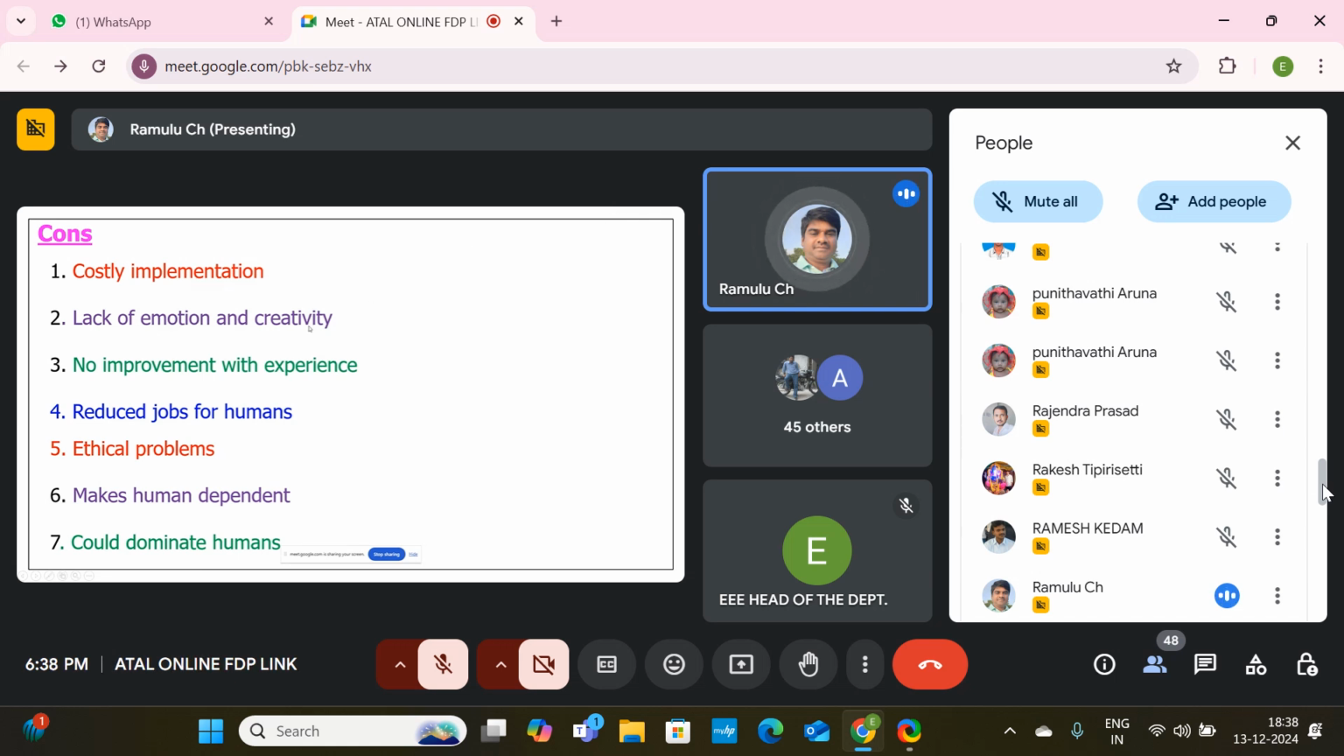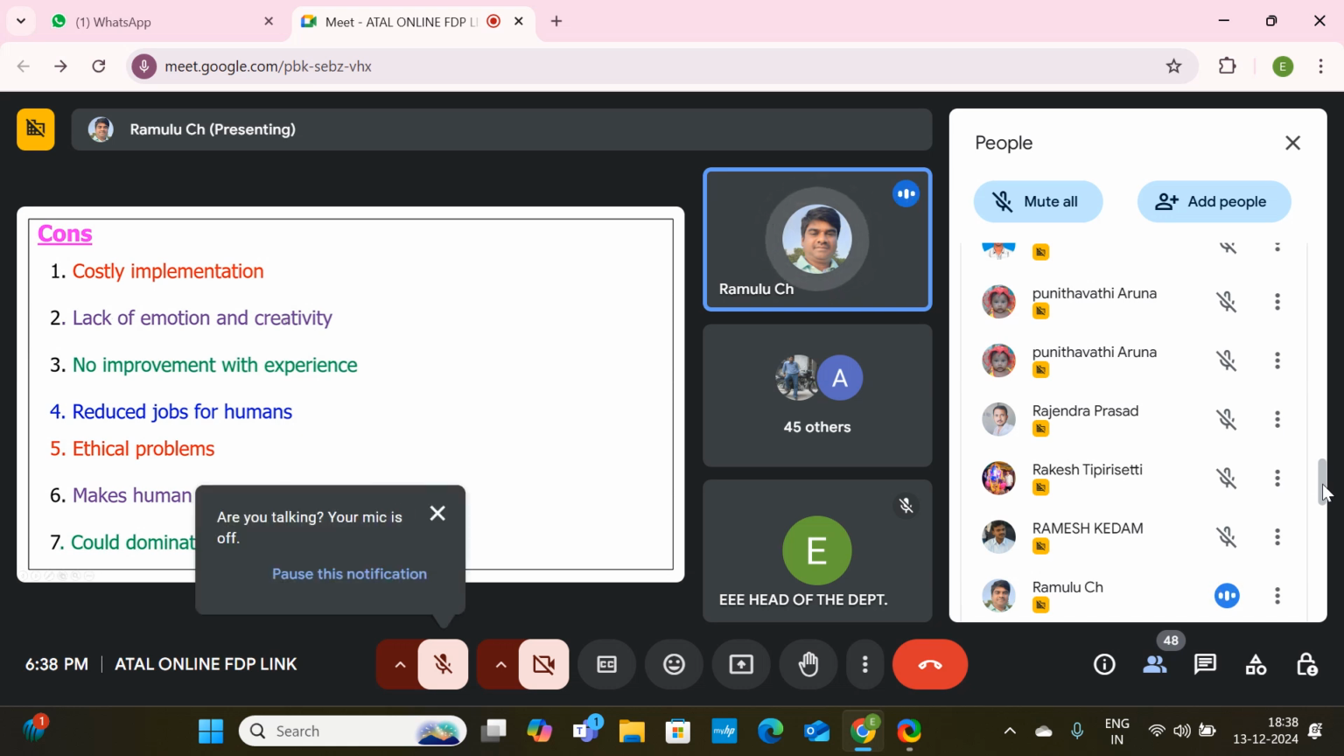Lack of emotion and creativity. This is the main thing, this one is missing. The original and the artificial are different, and no doubt the natural things are different. The lack of emotions and creativity is missing, as per my experience also.